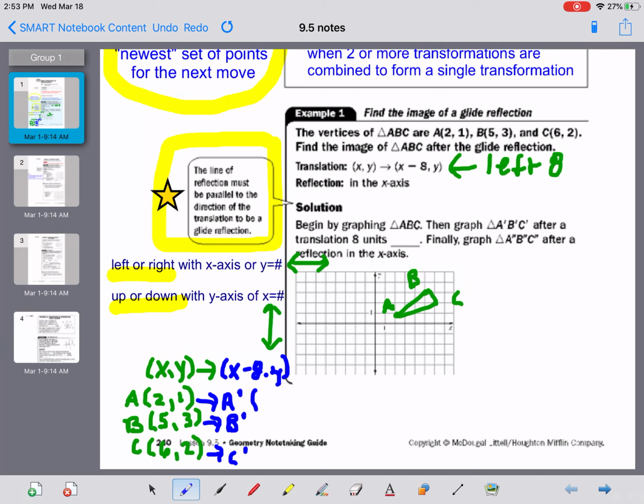So I'm going to take my x of 2 and subtract 8, and I get negative 6. My y is going to stay the same at 1. For b, I'm going to take my x, which is 5, subtract 8, I get negative 3, and leave my y alone, so I leave it at 3. For c prime, I'm going to take 6, subtract 8, I get negative 2, leave my y alone, so it stays at 2. Now I'm going to graph that new figure, that's my first move off of this translation. Super important on the graph to put those prime marks on there.